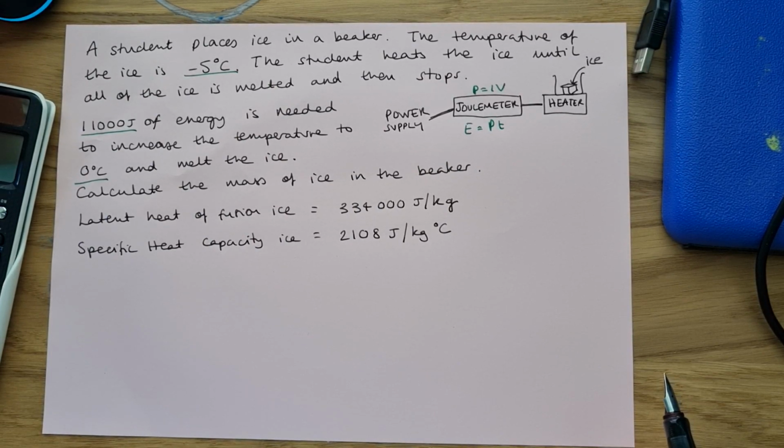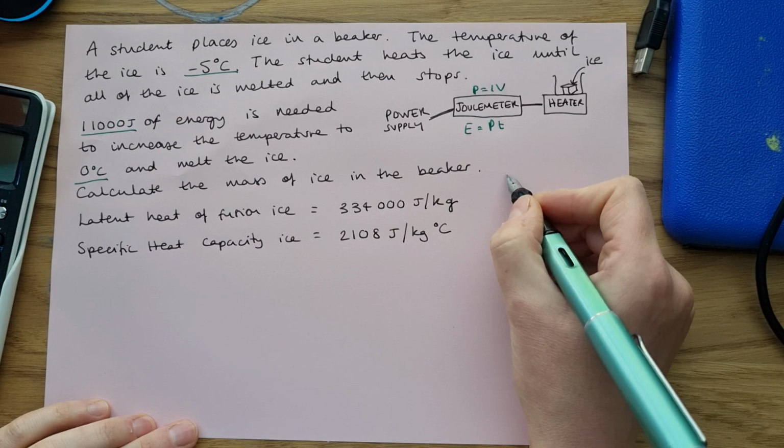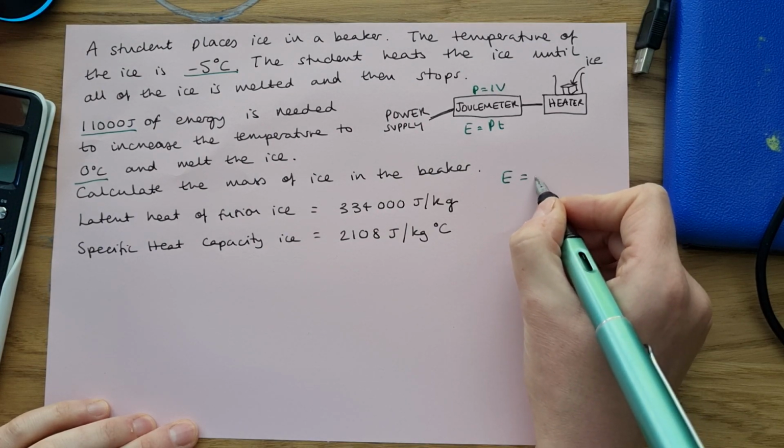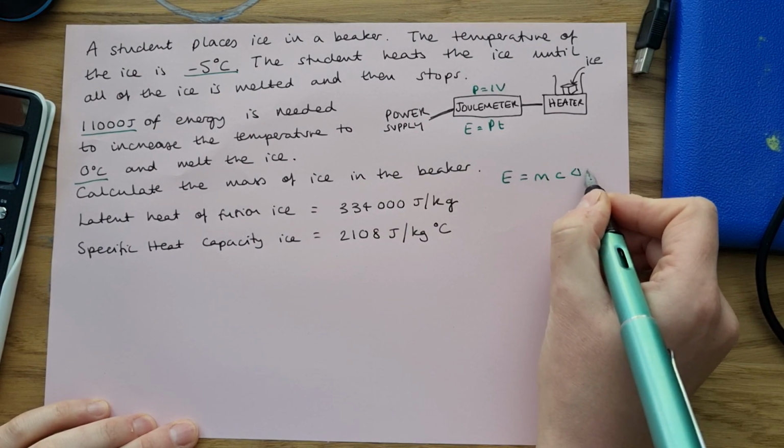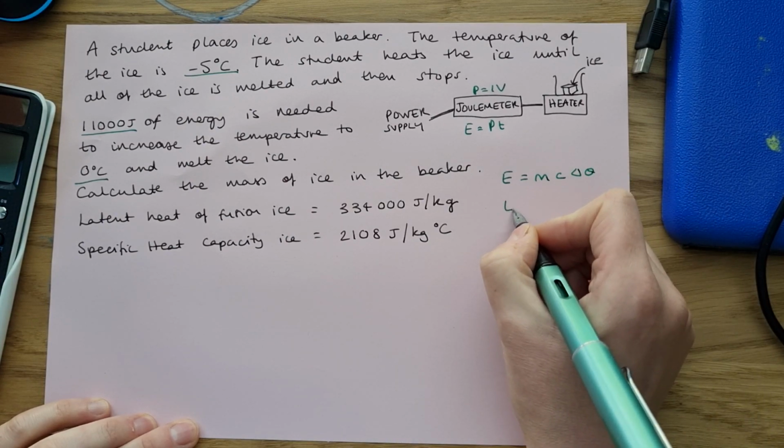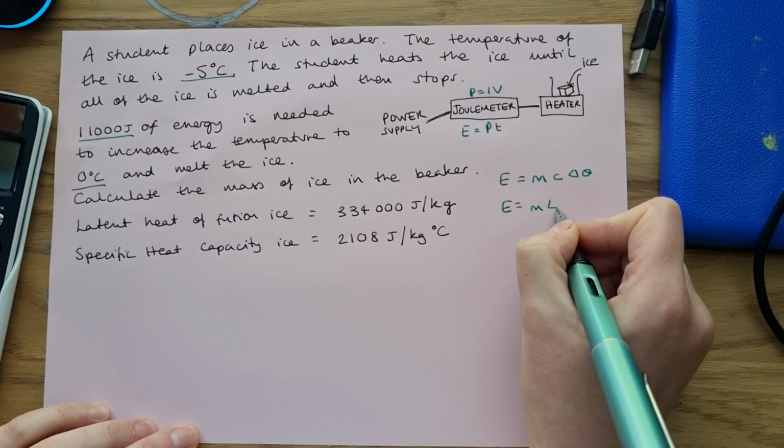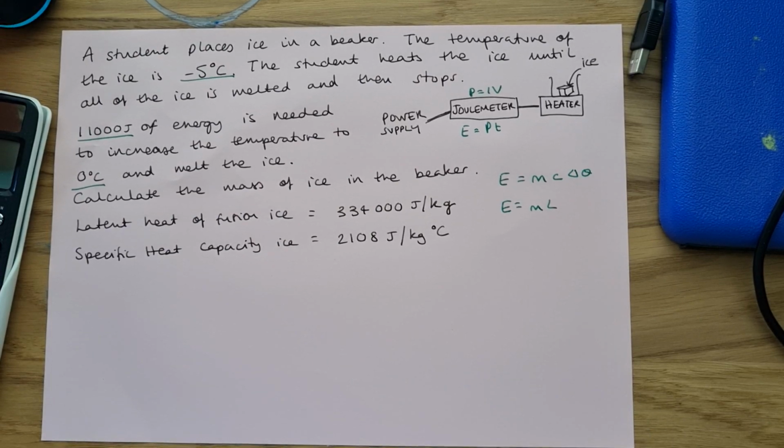So the tricky thing with this is you know the two equations, right? Because you can find them on the data sheet. You know the energy transferred is equal to mass times the specific heat capacity times the temperature change. And you also know the energy transferred is the mass times the latent heat. And it's confusing. Which one are you going to use?